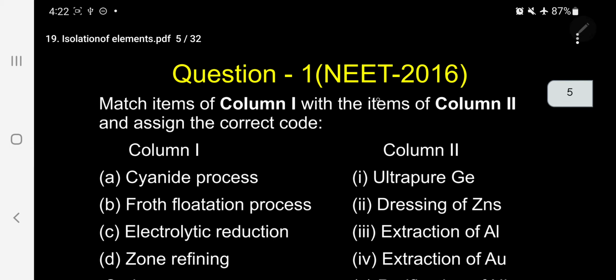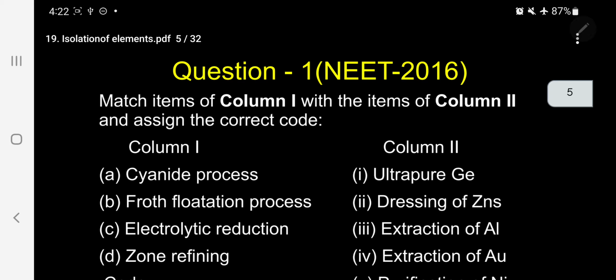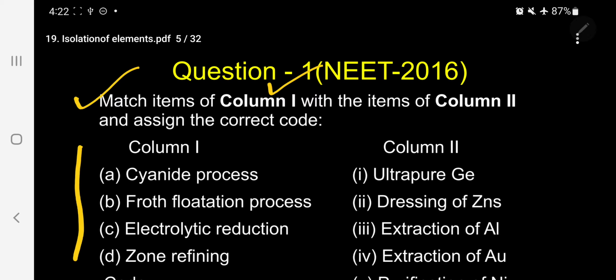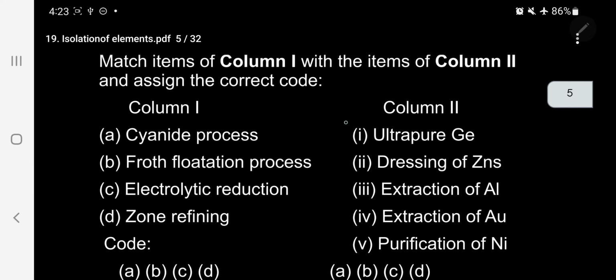So let me go to the questions to be discussed. Question number 1, asked in 2016. Match items of column 1 with the items of column 2 and assign the correct code. What is the correct code? Suppose A is assigned a process which is suitable for 1, 2, 3, 4, etc. We have to see. Kindly follow.